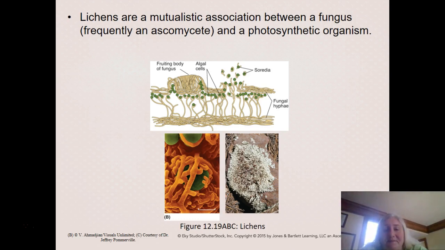And here's an example of a lichen. So lichens can grow in regions where photosynthetic organisms and fungi can't typically grow, but because they're together, they're able to grow in these unique environments, like on the side of a tree in a dry area.